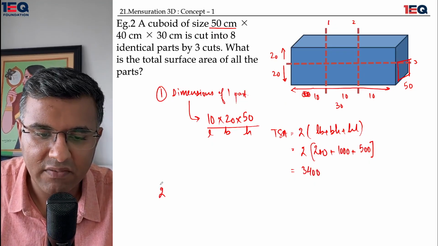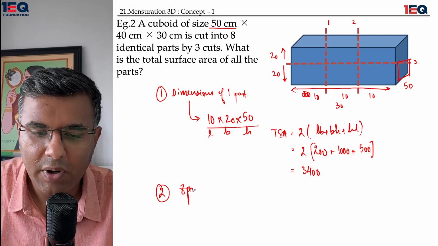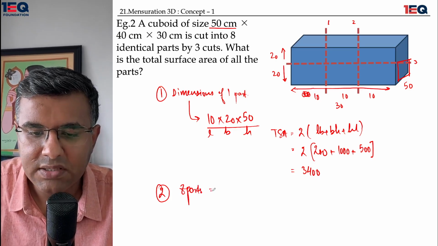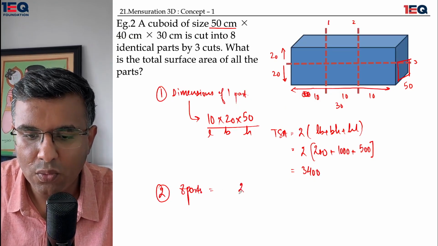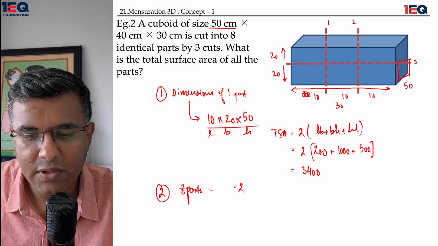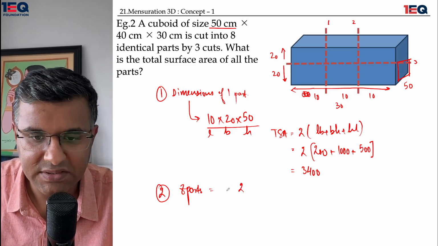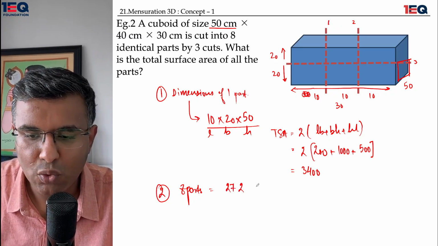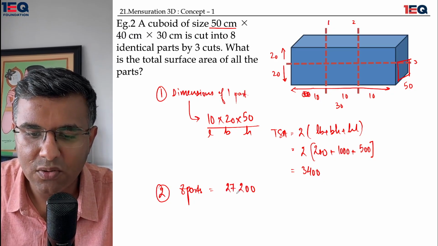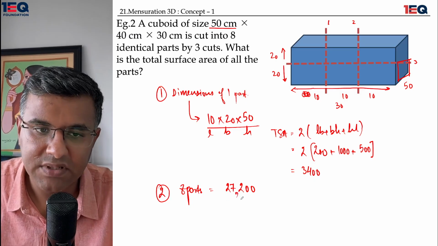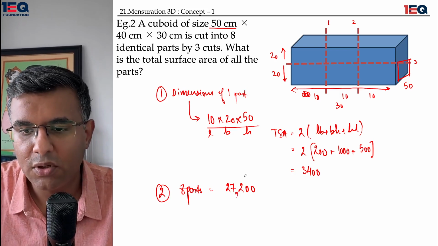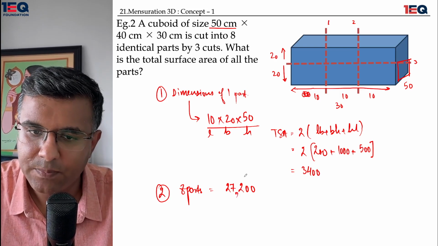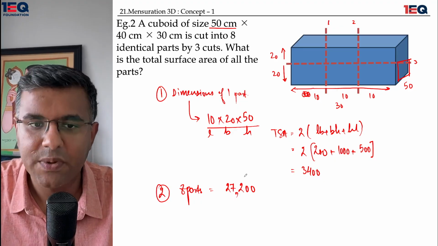We need to have the answer for 8 parts. For 8 parts, I will simply multiply 8 with 34. So 8 4s are 32, and 8 3s are 24. 24 plus 3 is 27. So we have 27200 as the total surface area of all the parts together. Okay, this would become the total surface area of all the parts together. Let's move to the next question.